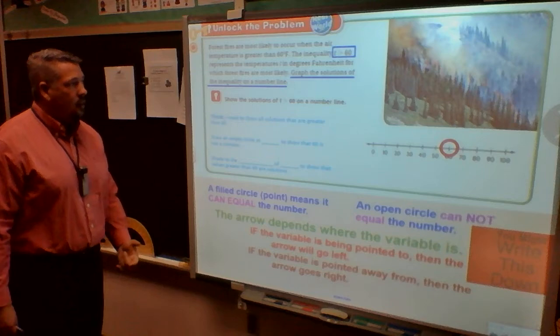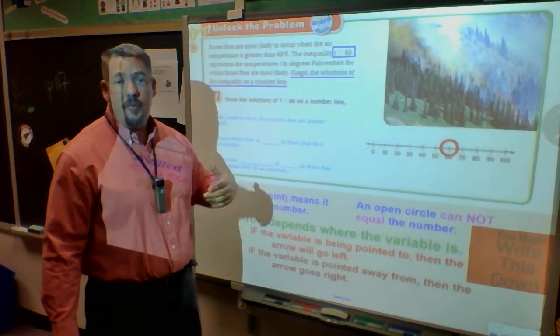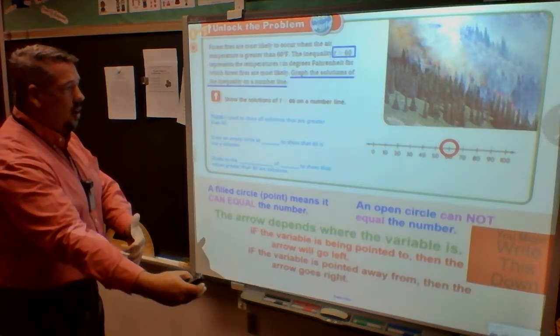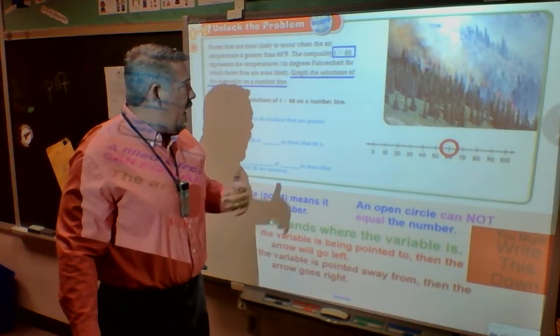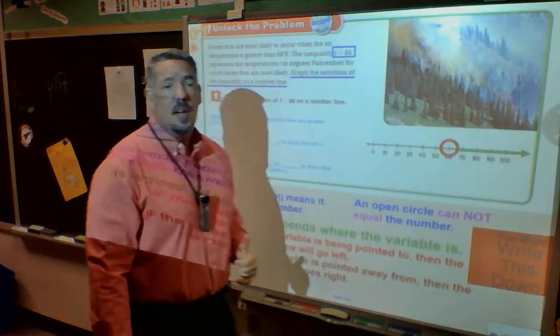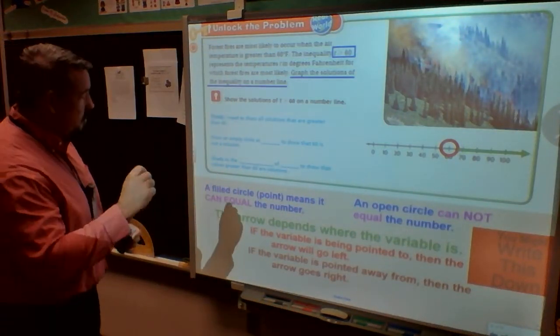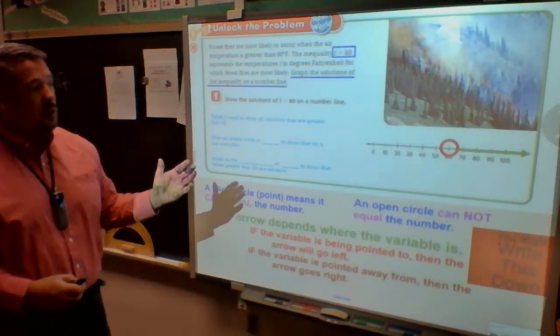And then I need to figure out, well, the variable is being pointed away from, so I know which side has to be filled in on my number line. It says T, the one I'm solving for, has to be greater than 60. So I know that everything to the right has to be filled in. So you just fill it in, take your pencil, shade it darker, or you can even use a highlighter once again and put it on the line.